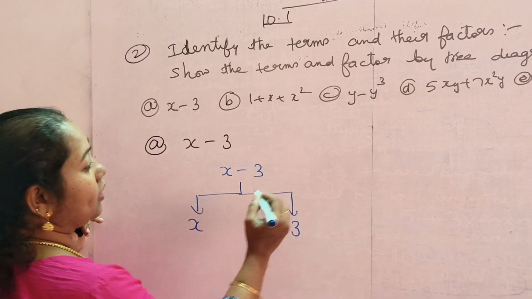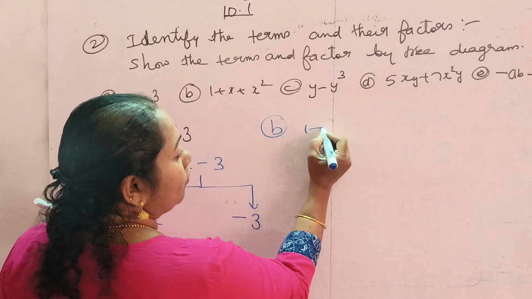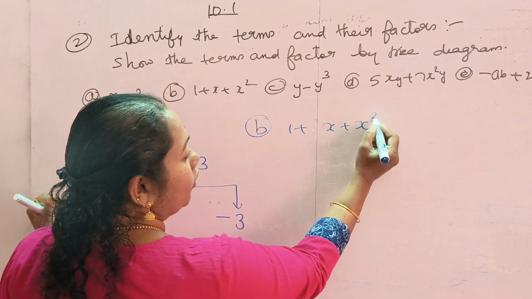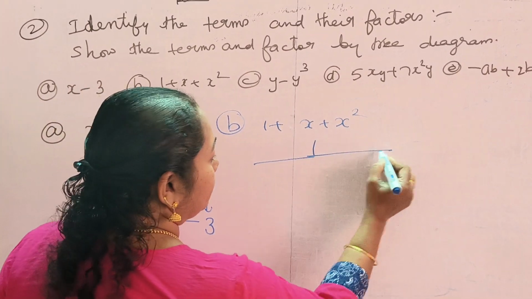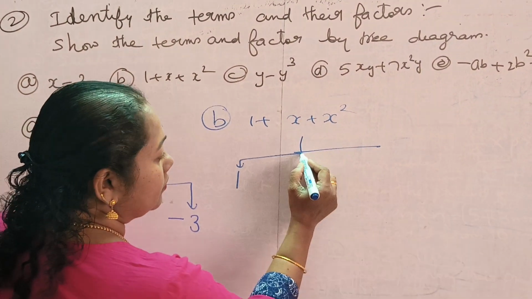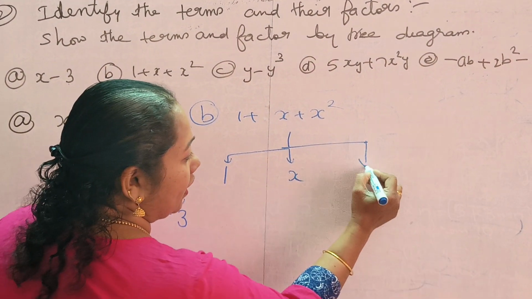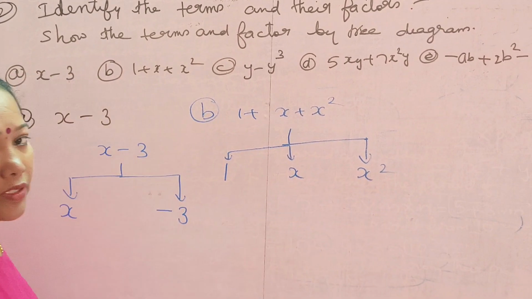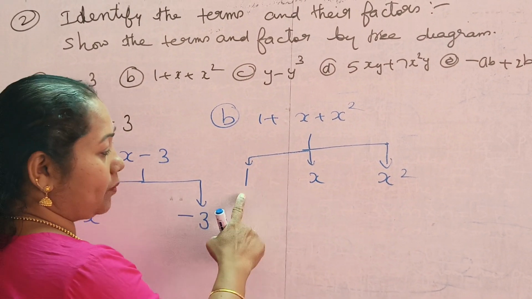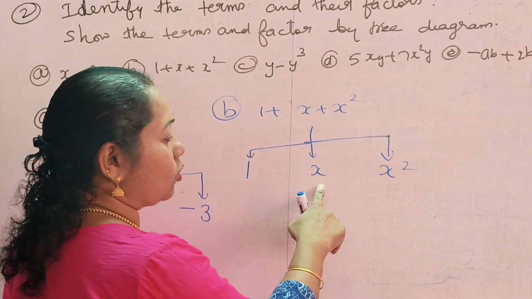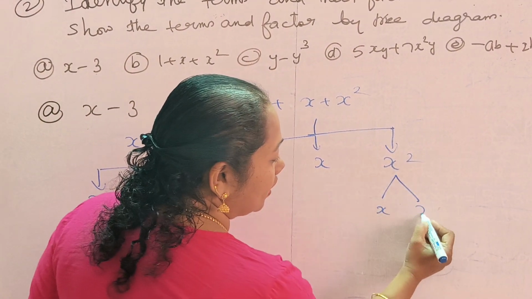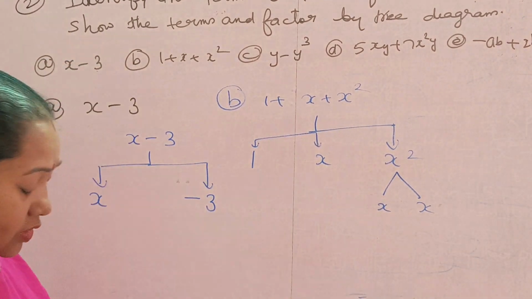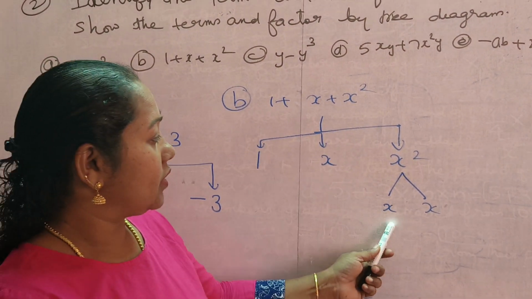In the second question, 1 plus x squared. In this one, how many terms are there? 1 is one term, the second term is x and the third term is x squared. So 1 can be mentioned as 1 only. x is also a single term, so you can write this one. But here we have to write x into x, because x into x is equal to x squared. So we have to mention this as x into x.